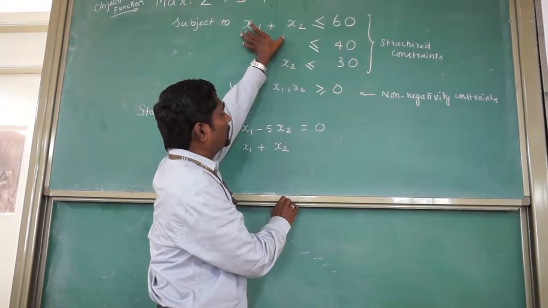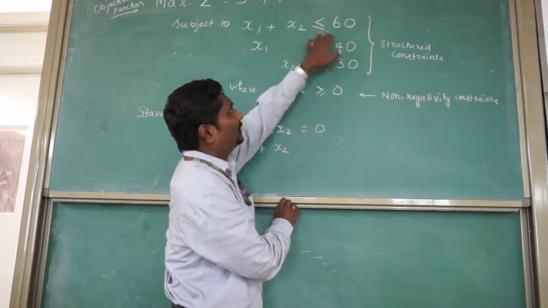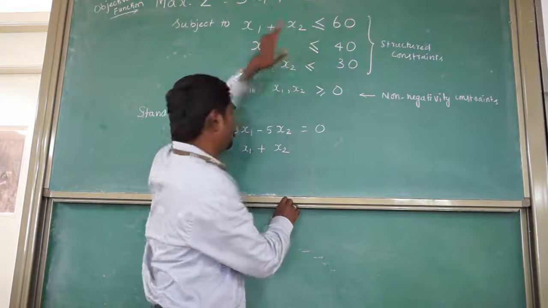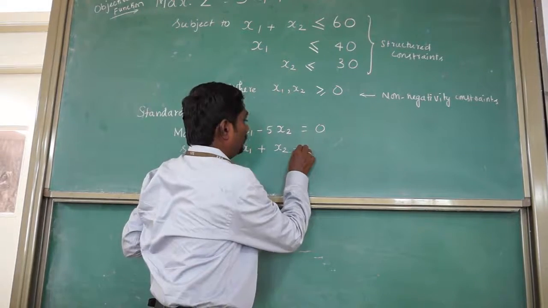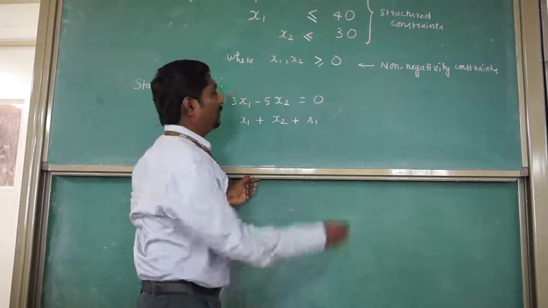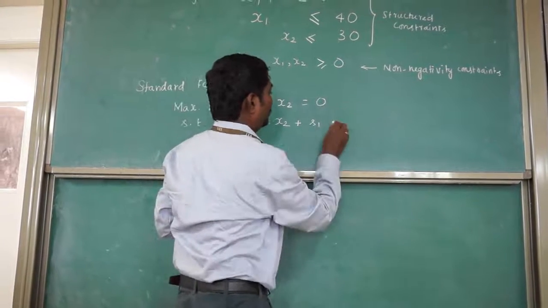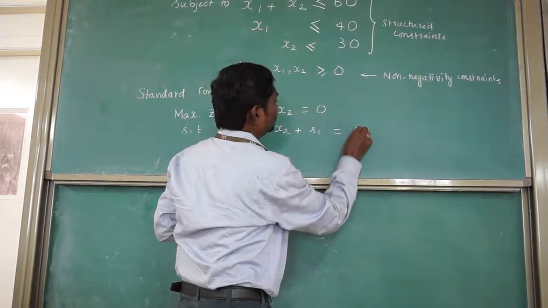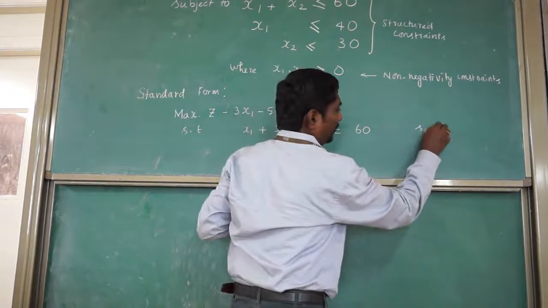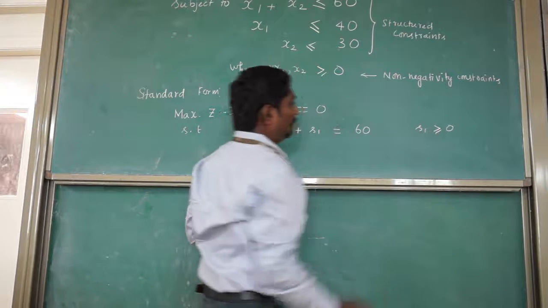the left hand side of this constraint equation is less than your right hand side. That means you have to add something to this left hand side. So for this, I am going to introduce a variable called slack variable. So S1, slack variable S1, I am introducing here. This is equal to 60. That means the value of the slack variable S1 can be greater than or equal to 0.